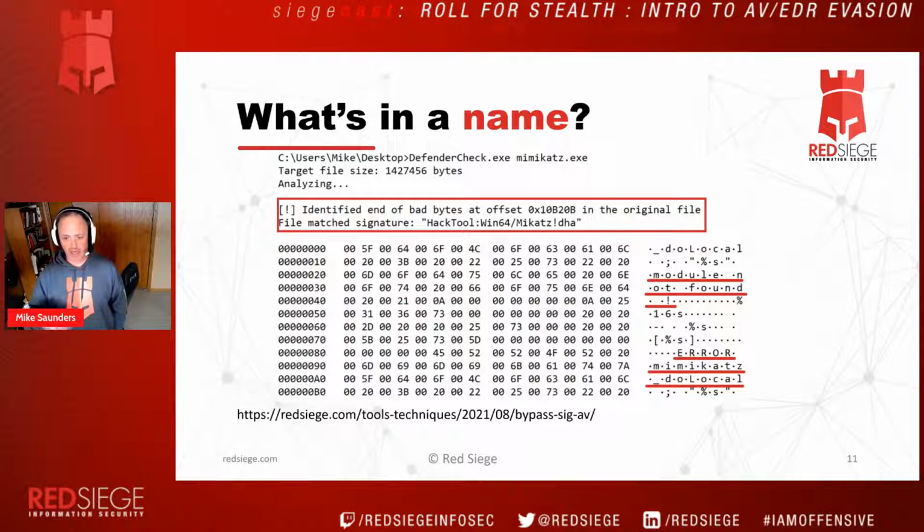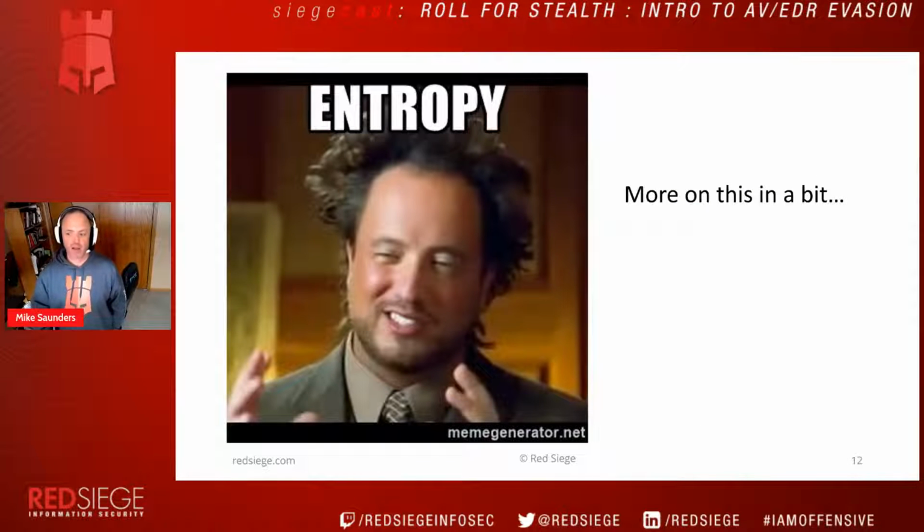Very frequently, I have to go in and change the help messages. I have to change the error messages that the tool produces, rename functions, all kinds of things like that, just to be able to get the tool on disk and running. Not even talking about the advanced evasion things like unhooking, bypassing ETW, and all that stuff. Another thing that could get you caught is entropy. Just know that it's a thing, and we're not going to talk about it yet, but we are going to get there.